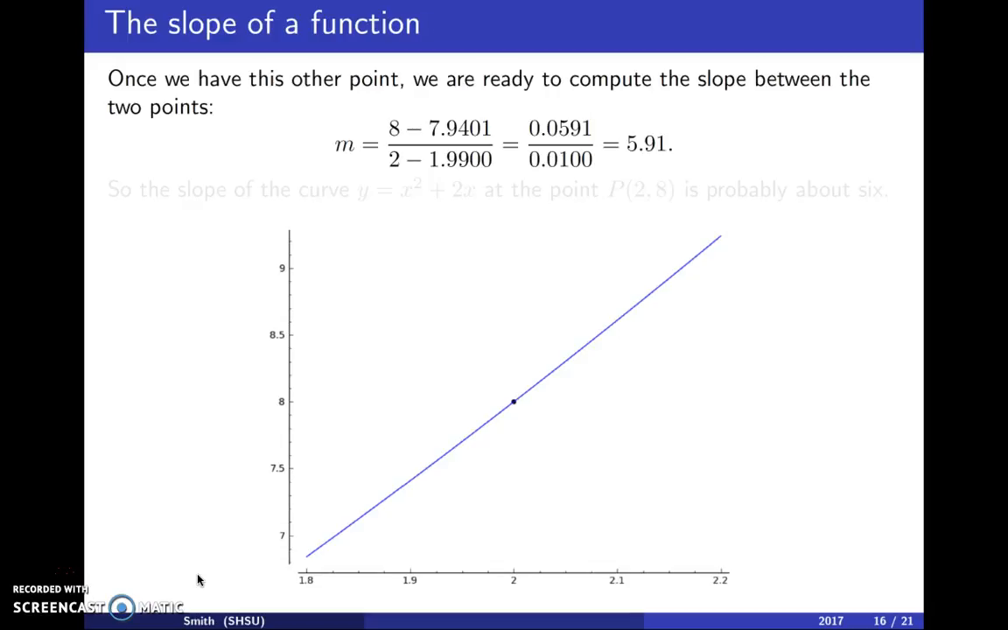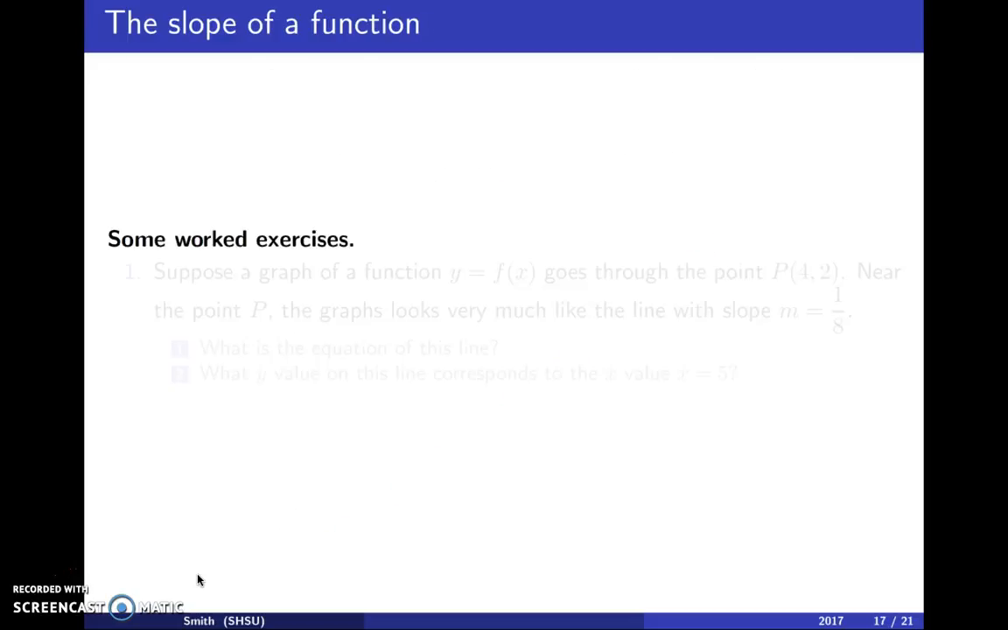The slope is the change in y over the change in x, and I get about 5.91. So the slope of the curve y equals x squared plus 2x at the point (2,8) is probably about 6. Let's do some exercises to practice this.